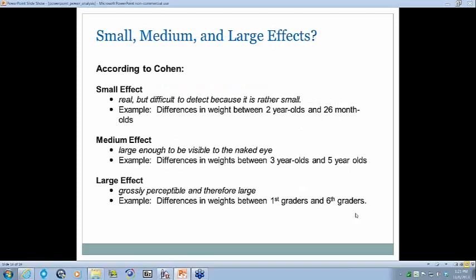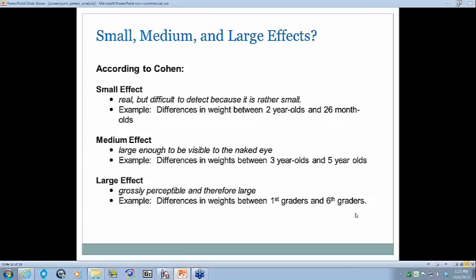Now, what are small, medium, and large effects? According to Cohen again, small is real but it's difficult to detect because it's rather small. So think about maybe differences in weight between 2-year-olds and 26-month-olds. Maybe there's a 2-month difference there. You'll see something because they're growing, but you're not going to see a big difference. Maybe you will on some, but typically I wouldn't think you would.